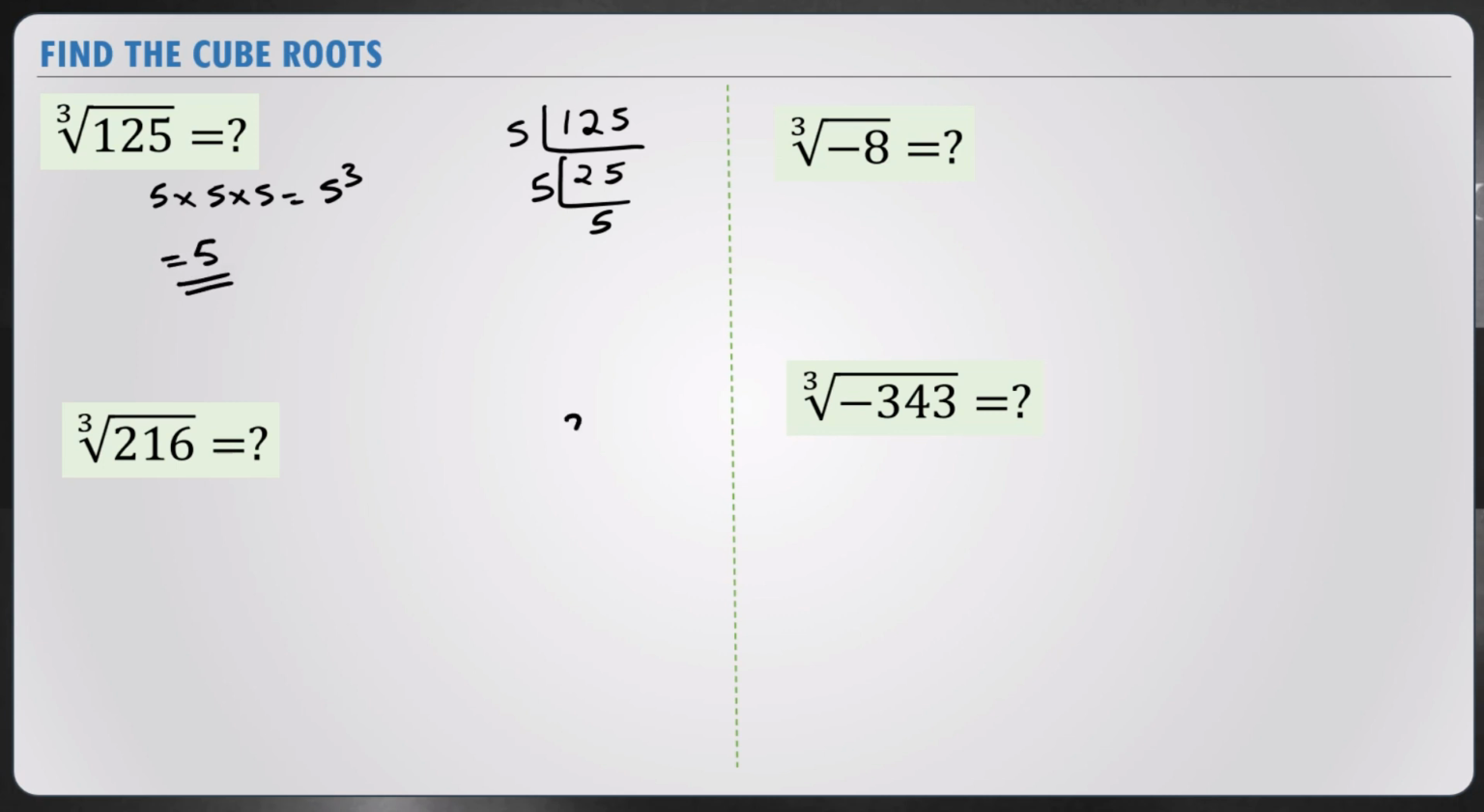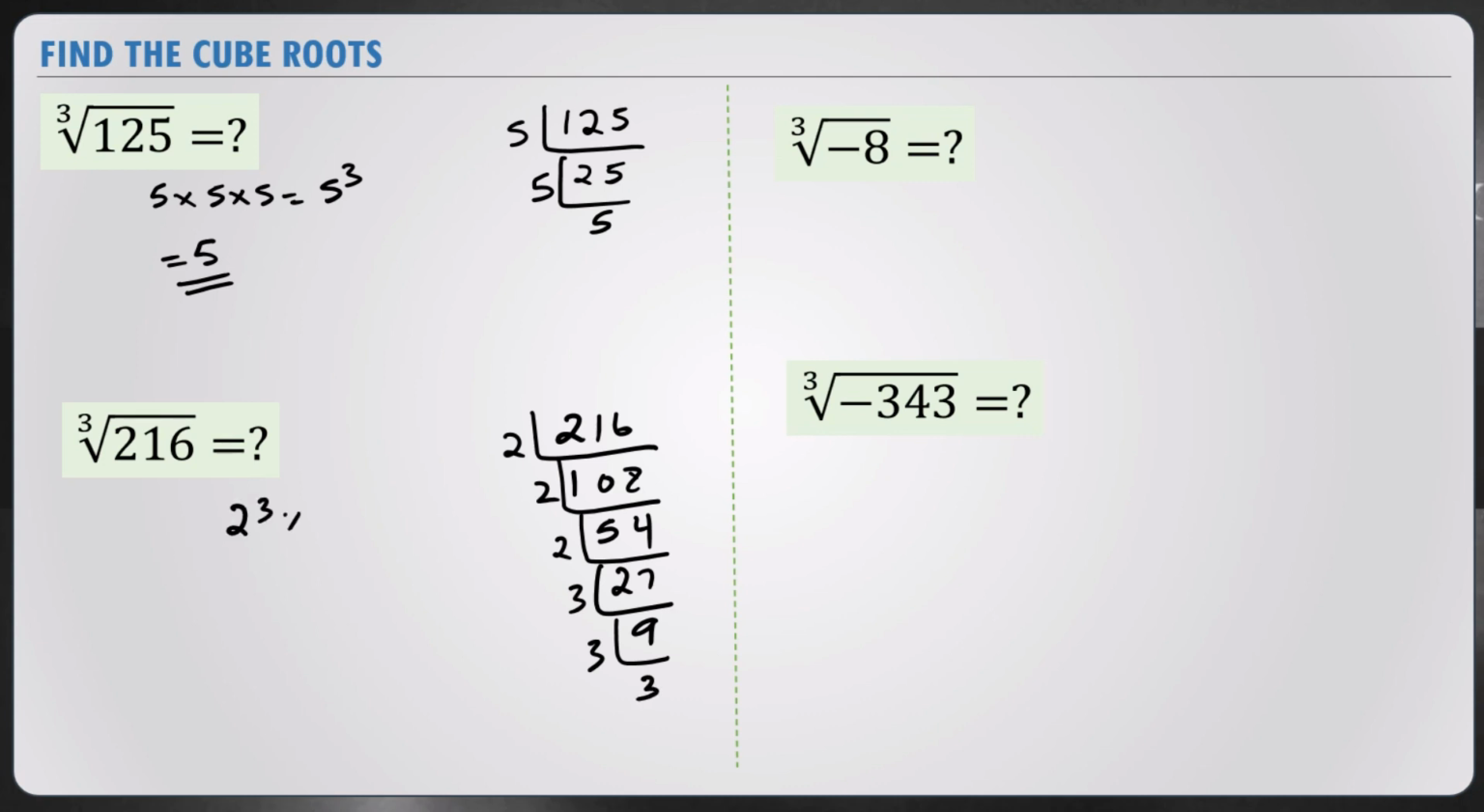Cube root of 216. Let's solve this. Factoring here, we get 2, 108, 2, 54, 2, 27, 3, 9, 3, and 3. We get here 2 cubed into 3 cubed. So the cube root of 216 is 2 into 3, which is 6. See how easy it is to find the cube root of perfect numbers like this.